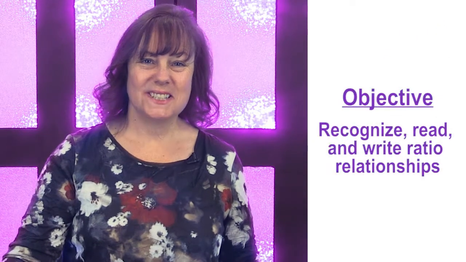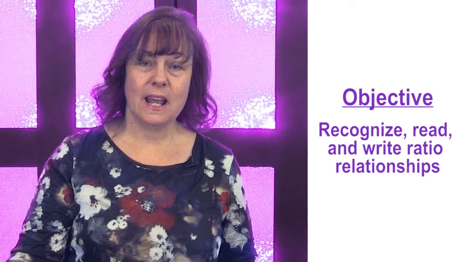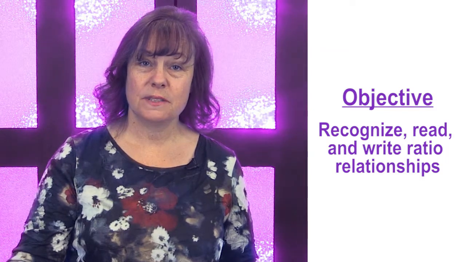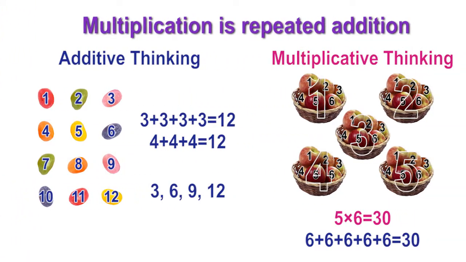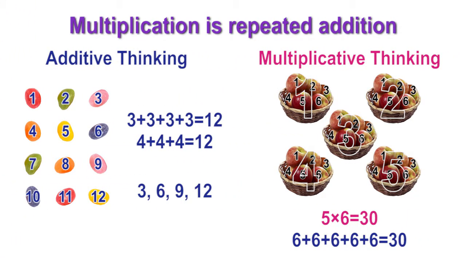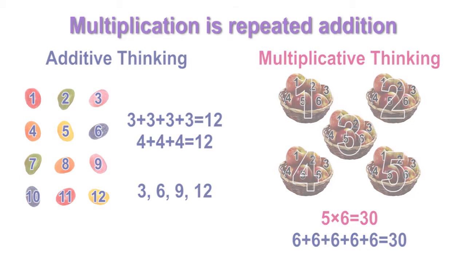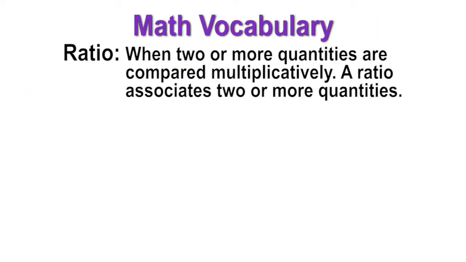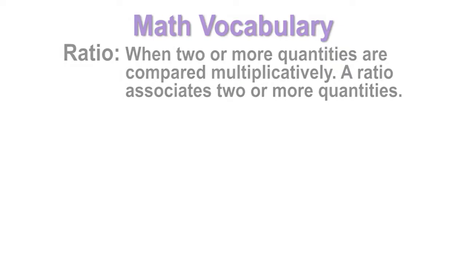The objective of this lesson is to recognize, read, and write ratio relationships. In our previous lesson, we learned how to differentiate between additive and multiplicative thinking. Today, we will be extending multiplicative reasoning to learning about ratios. A ratio is a multiplicative comparison of two or more quantities.